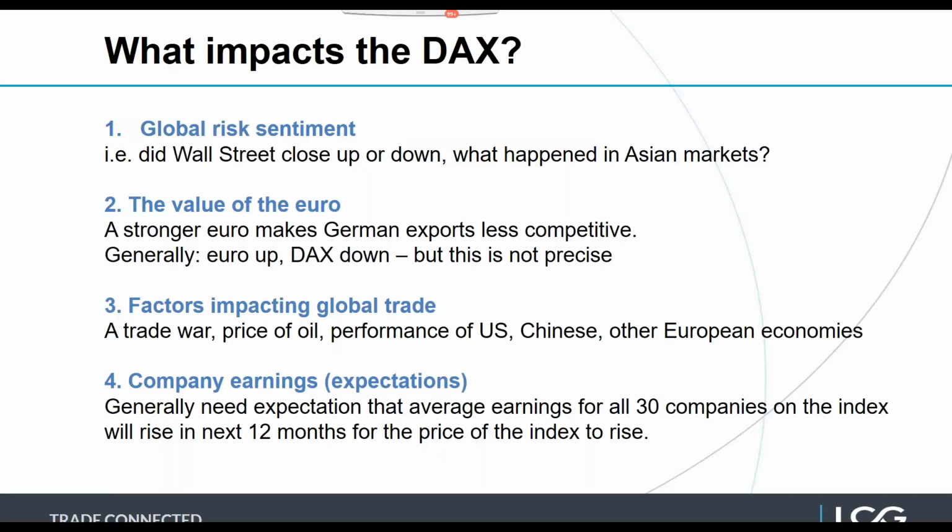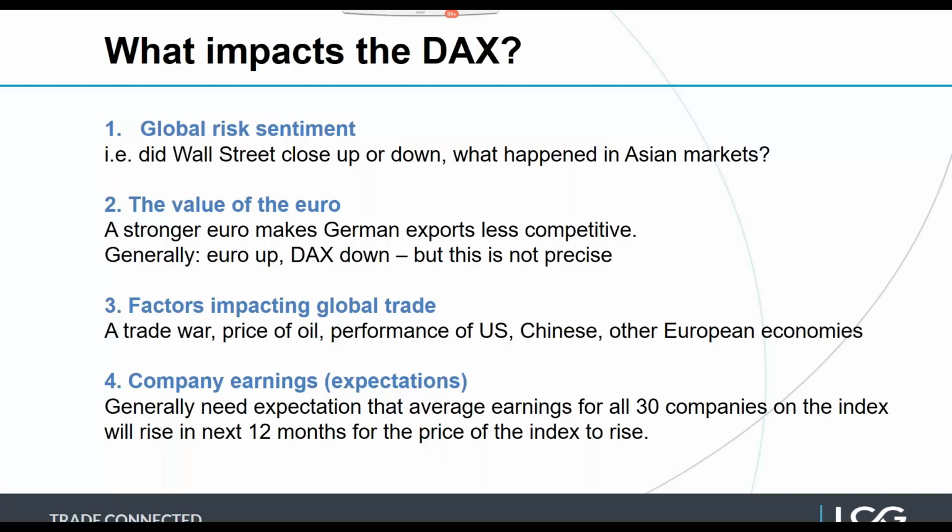Now, the DAX is particularly sensitive to the value of the euro. This varies in how strong the correlation is, but generally the rule here, and why it does, is that a stronger euro makes German exports less competitive. Germany is a big exporter. They have a huge current account surplus because they do a lot more exporting than they do importing. And so these big multinationals listed on the DAX are very sensitive to how competitive their prices are when they're selling all these goods and services abroad.